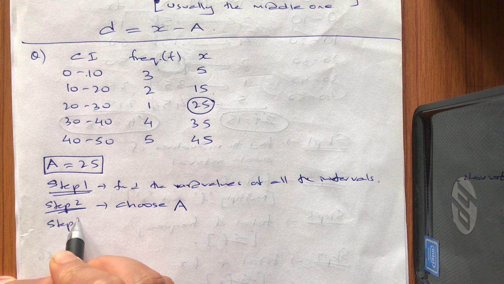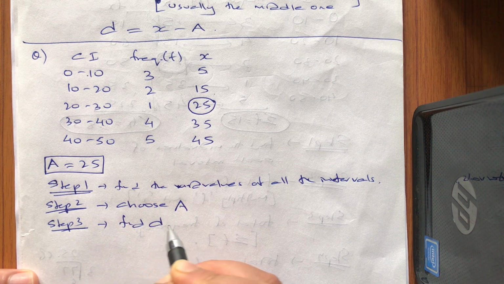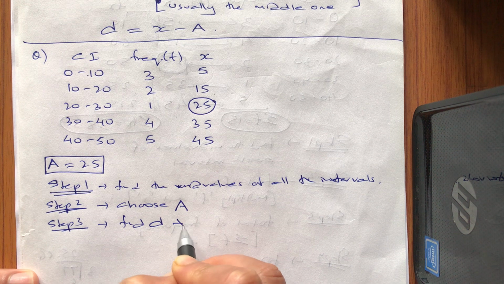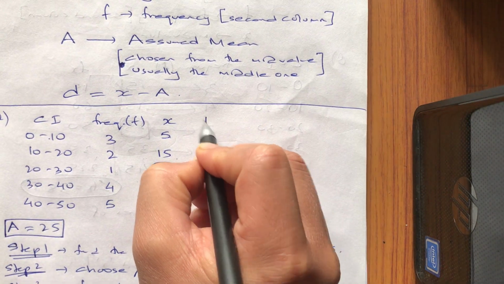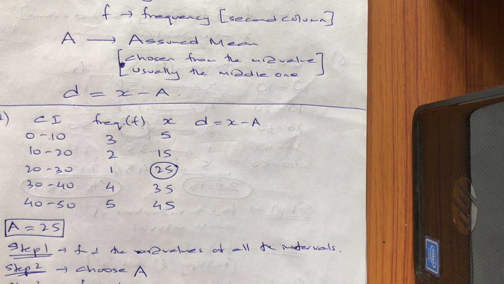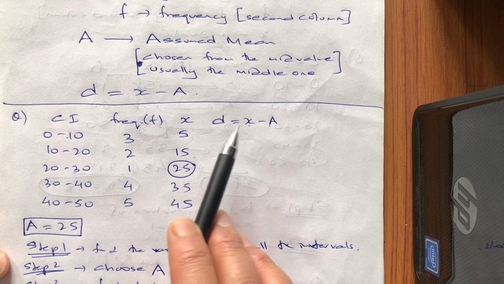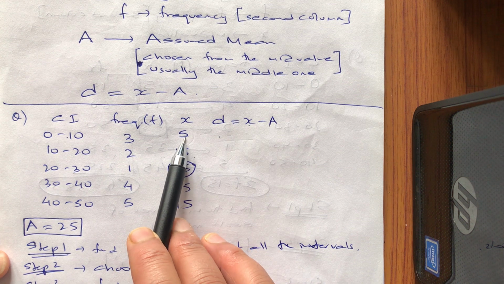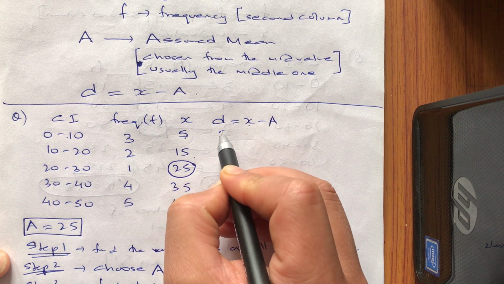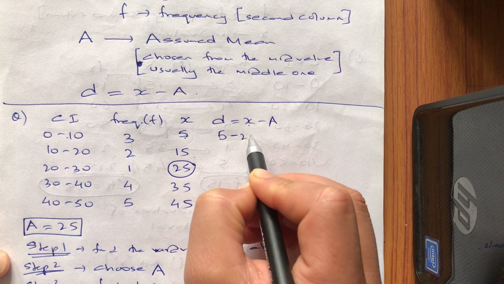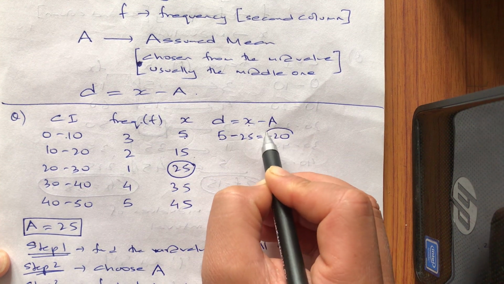Now, third step, we have to find a new column called D, and we know that D is equal to X minus A. So the next column that we have to find is D, that is equal to X minus A. So the formula says X minus A. For the first one, what is the first X? It is 5. So we have 5 minus A, minus 25. What do I get? Equal to minus 20. So my first D is equal to minus 20.